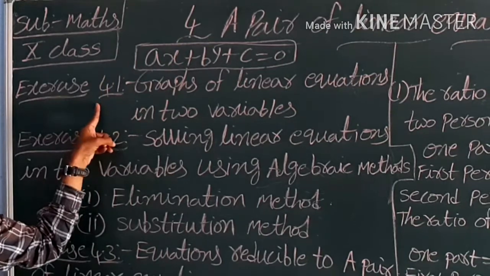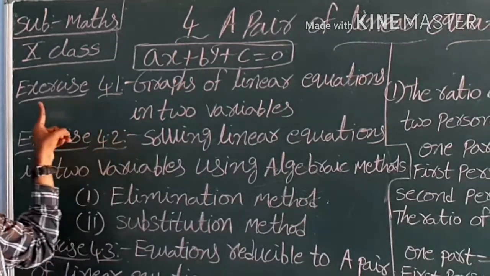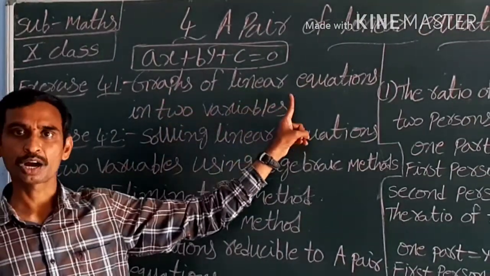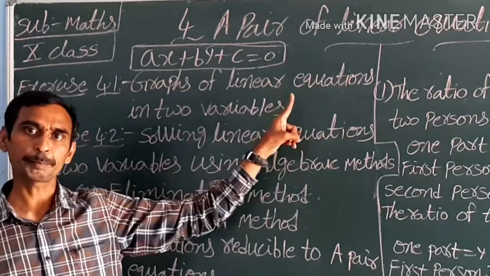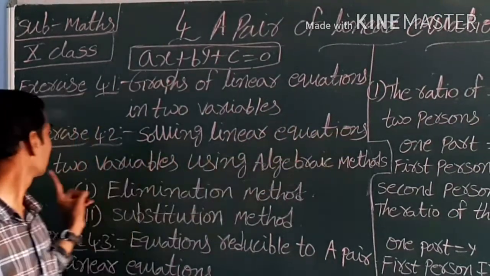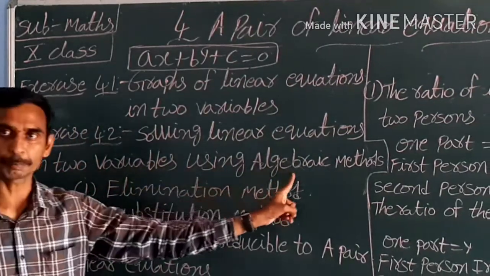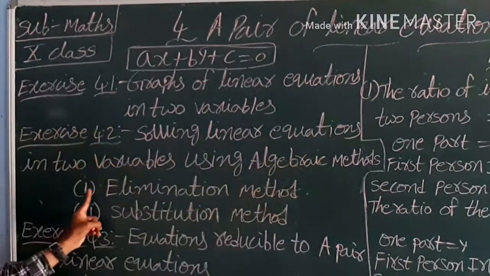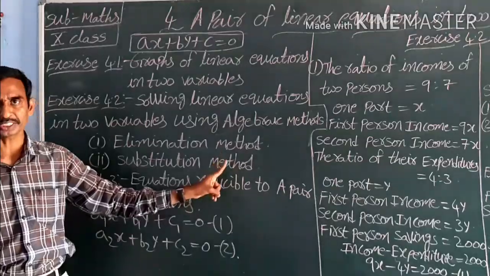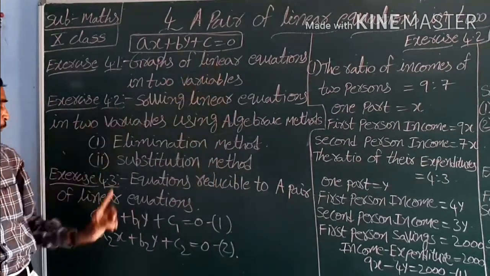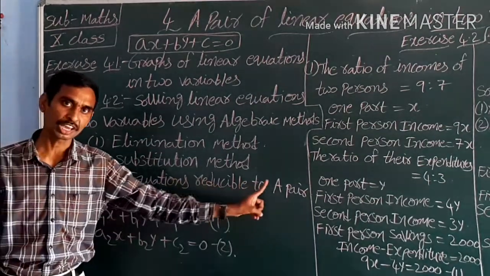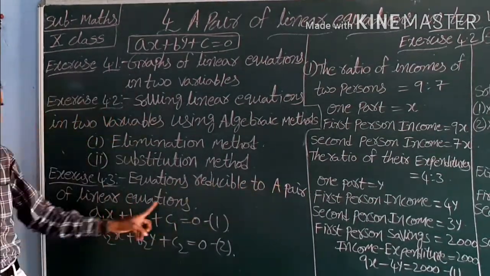In this chapter there are three exercises. First exercise, exercise 4.1, graphs of linear equations in two variables. Already we completed this graph in previous classes. Exercise 4.2, solving linear equations in two variables using algebraic methods. First method is elimination method and second method is substitution method. Using these two methods we are doing exercise 4.2. Exercise 4.3 is equations reducible to a pair of linear equations.